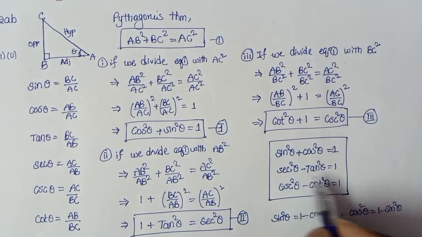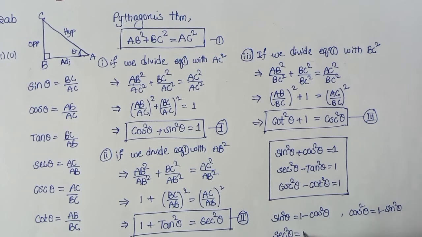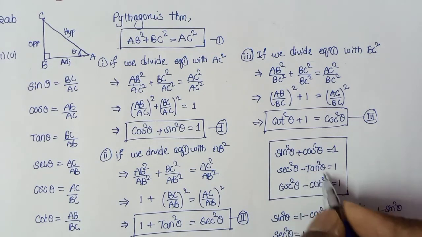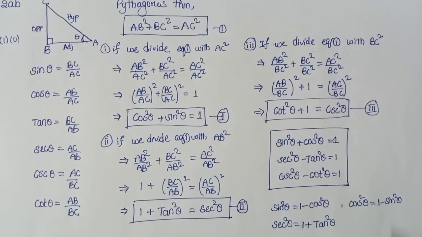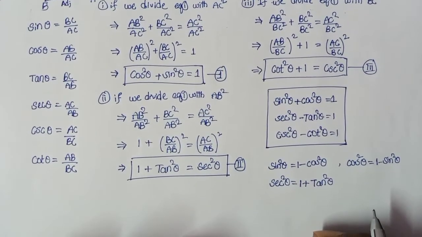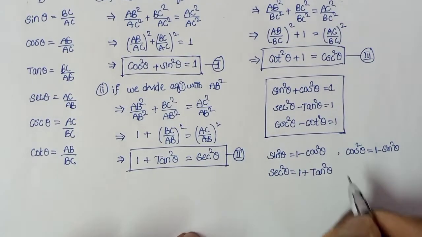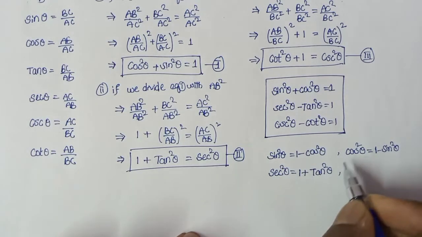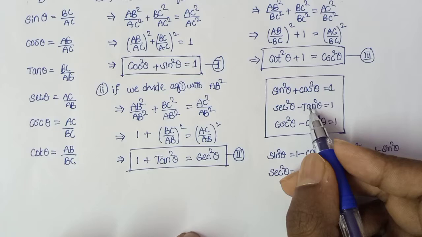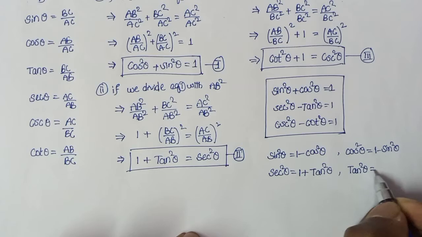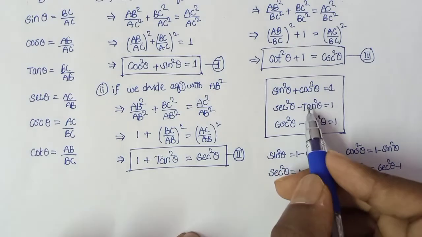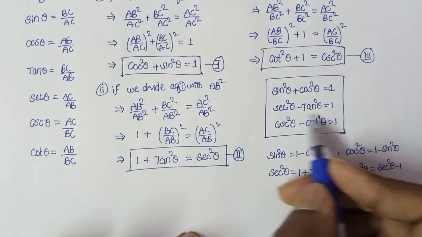Next, sec square theta minus tan square theta can be written as sec square theta equal to 1 plus tan square theta. If we send this tan square theta to that side and 1 to this side, then what will we get? Tan square theta is equal to sec square theta minus 1, if you send this to that side and that one to this side.